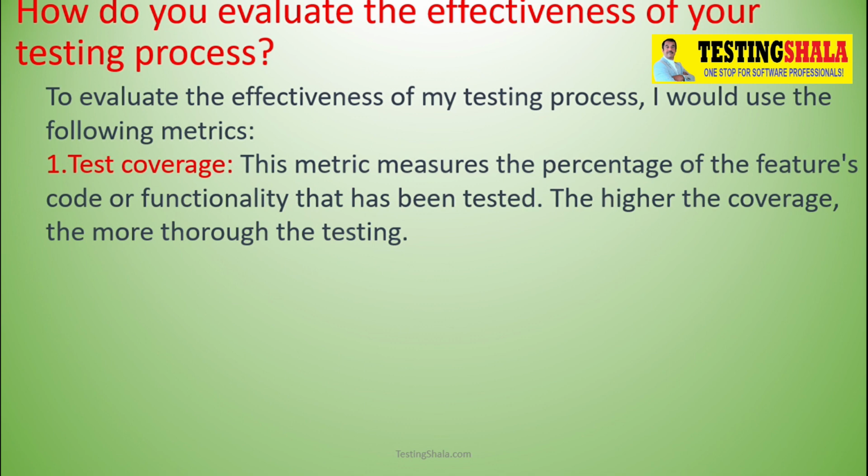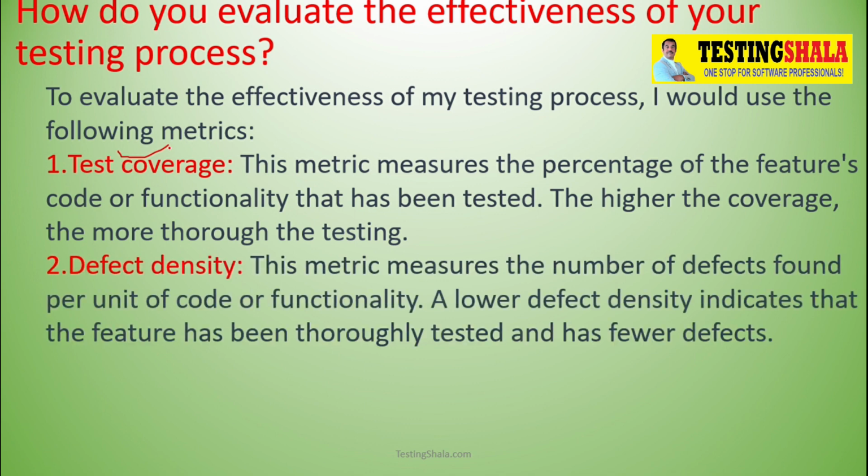The first metric we should cover is test coverage. Test coverage is the first metric we should consider that would guarantee the effectiveness of our overall testing process. The more the coverage, the better the process you are bringing here. The second one is defect density. This metric measures the number of defects found per unit of code or functionality. If for a given feature you are seeing a lower density, where we have fewer defects, we can easily assume that we have enough test coverage for that feature.